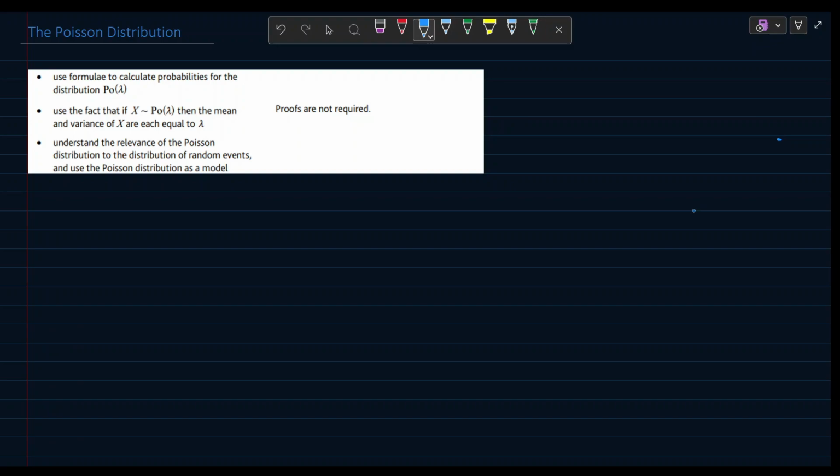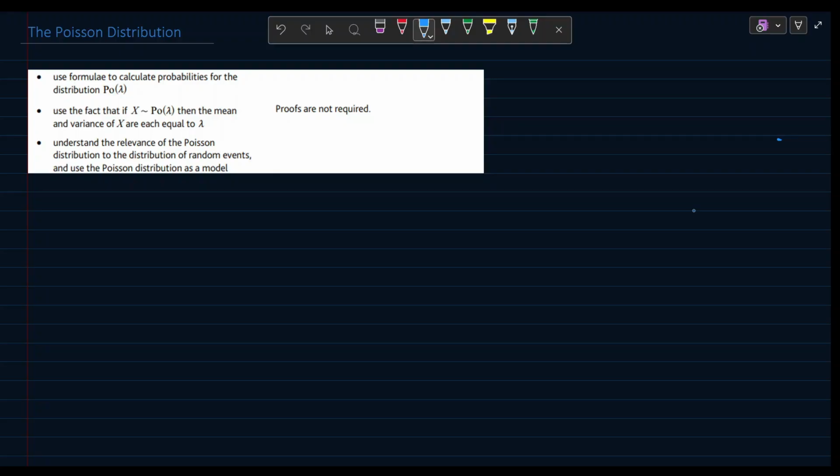Alright, in this video we're going to be looking at the Poisson distribution. So just like your binomial distribution as well as your geometric distribution, the Poisson distribution is a discrete distribution. So it means that it takes exact values. And the Poisson distribution is used to measure the number of events that occur within a given time or space.